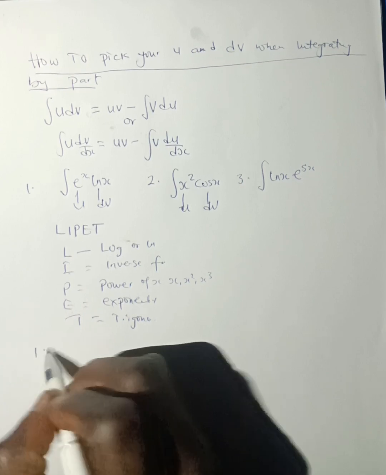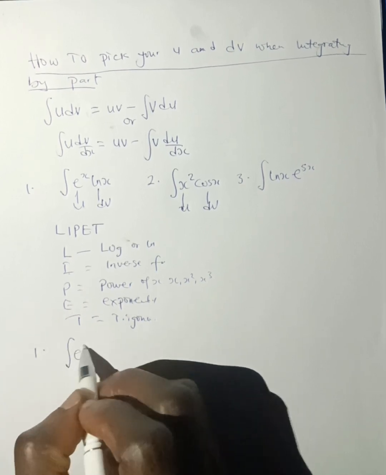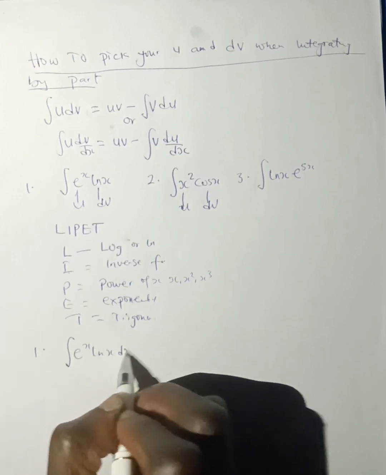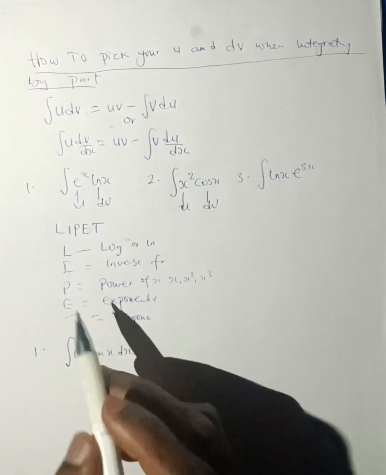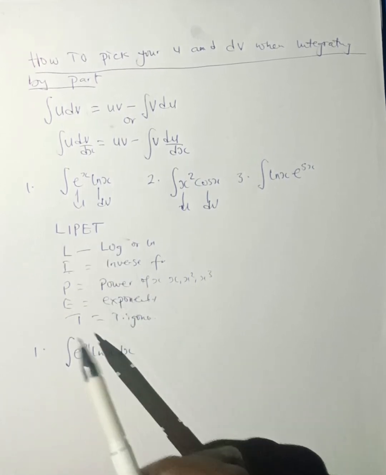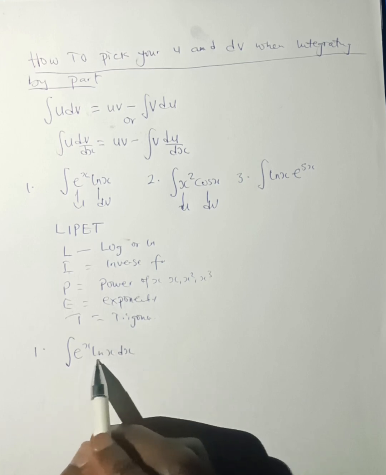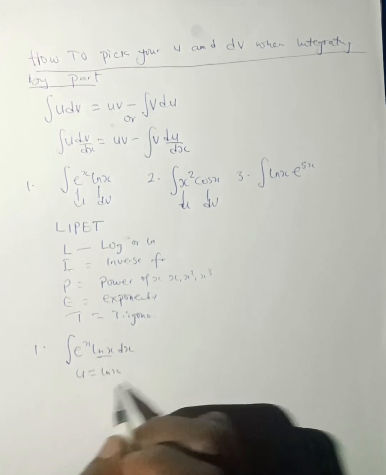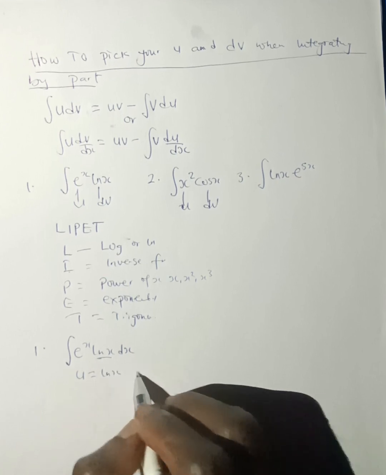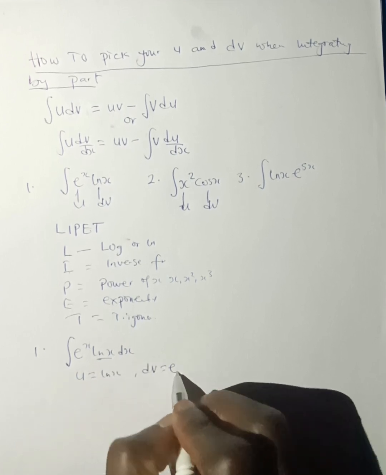Example, let's look at the first example. We have exponential s ln s. Now, looking at this integral, applying the idea of little pet, is there ln? Yes, there is ln. Hence, our u is equal to ln s. And of course, once you know your u, the remaining one becomes your dv. So our dv is exponential s.